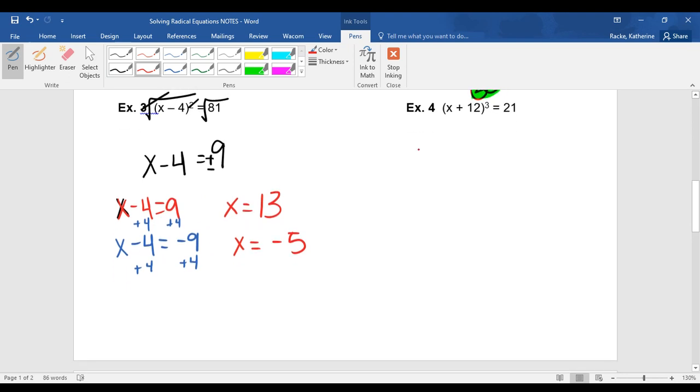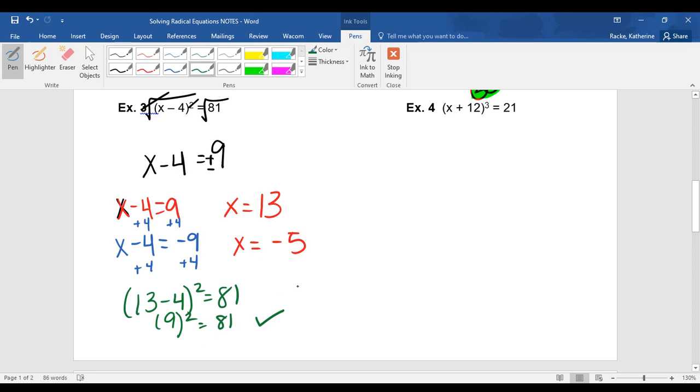So basically what I'm going to do is take these two answers and plug them in for x. So start with 13 minus 4 squared equals 81. Okay, 13 minus 4 squared gives me 9 squared. 9 squared equals 81. Yes, so that will work out.